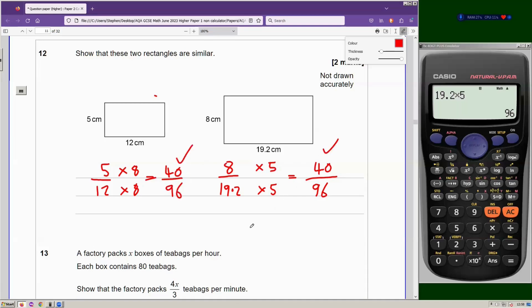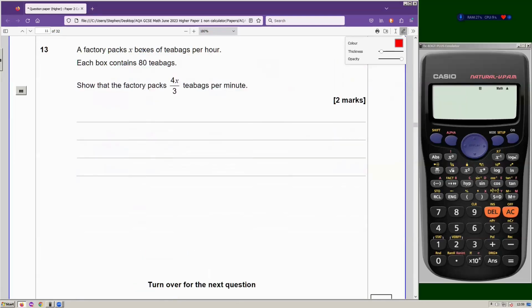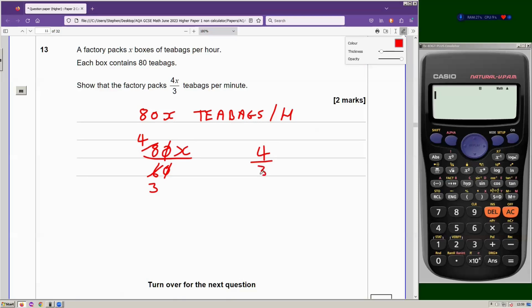They're similar. Yeah. A factory packs x boxes of tea bags per hour. Each box contains 80 tea bags. Show that the factory packs 4x/3 tea bags per minute. Okay, well, per hour, it's going to be 80x per hour. So we can say 80x divided by 60. There you go. 4/3 x. Yeah.